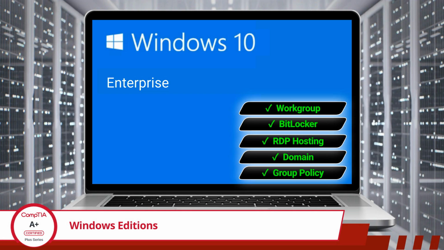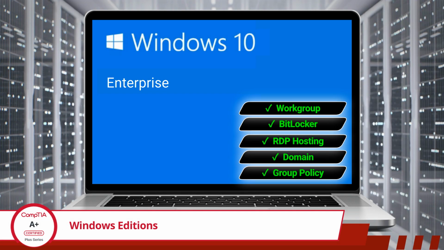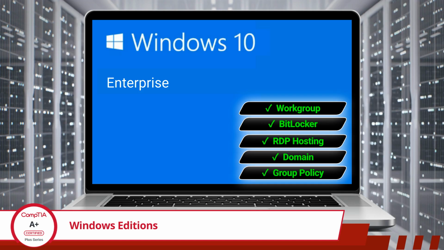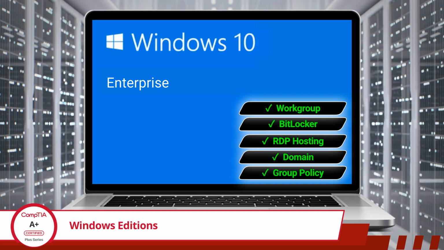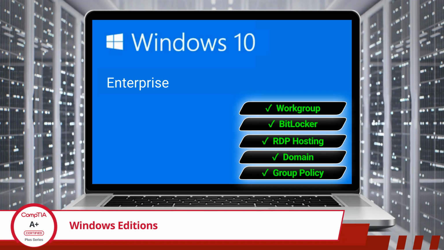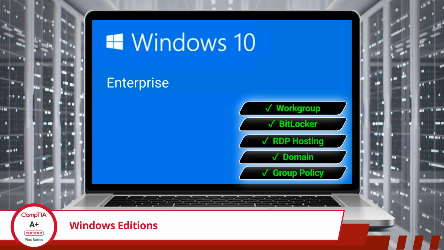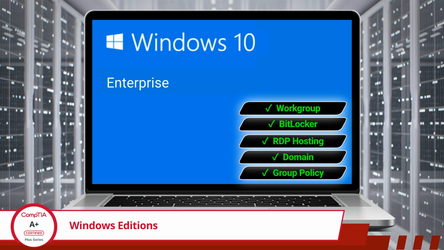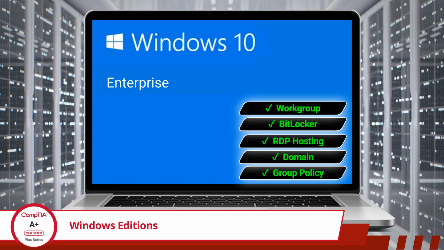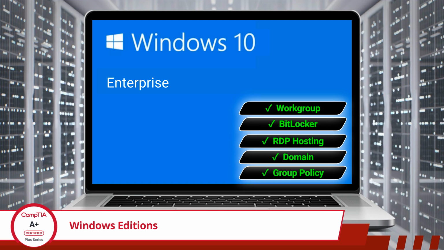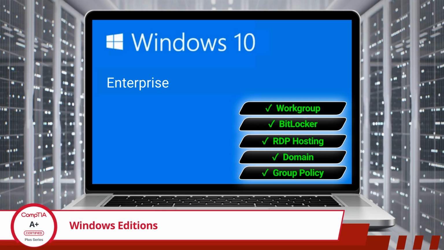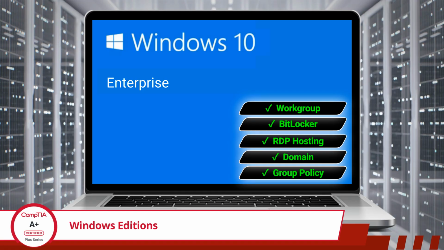At the top of the Windows 10 lineup is Windows 10 Enterprise, which is intended for large organizations and corporate environments. It includes all the features of Windows 10 Pro, along with additional tools for centralized management and advanced security. This edition supports BitLocker, Remote Desktop Protocol hosting, Domain Join, and Group Policy Management, as well as workgroup configurations. It is best suited for environments where security, scalability, and administrative control are essential.